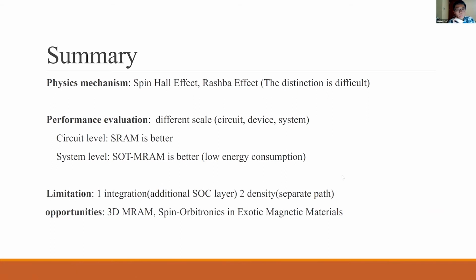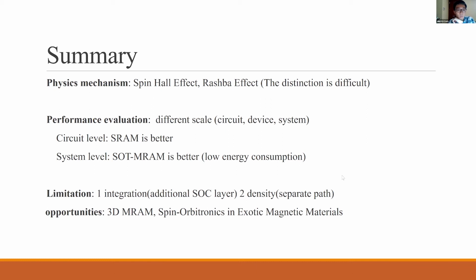So in summary, we've introduced the spin Hall effect and the Rashba effect, which cause spin orbit torque. But the distinction between these two kinds of effects is difficult because they mix together in the material. For the evaluation of performance, we need to consider different levels: the circuit, the device, and the system levels. At the circuit level, the SRAM overall performance is better. But at the system level, spin orbit torque MRAM is better because it has low energy consumption. And the limitation we mentioned before is mostly the integration and the density.